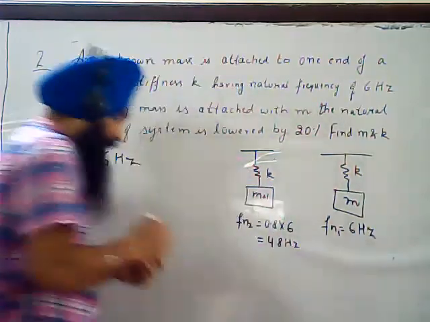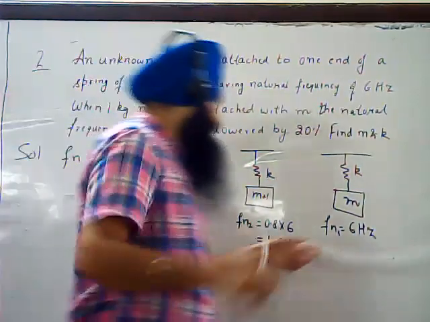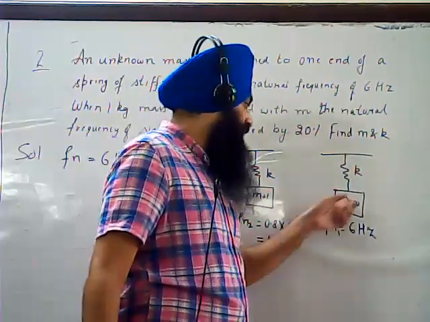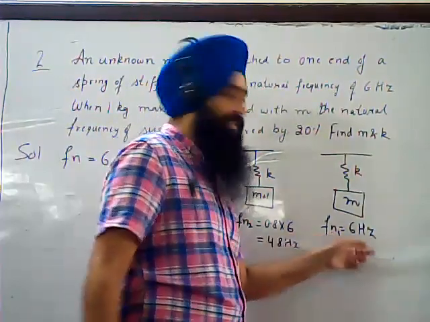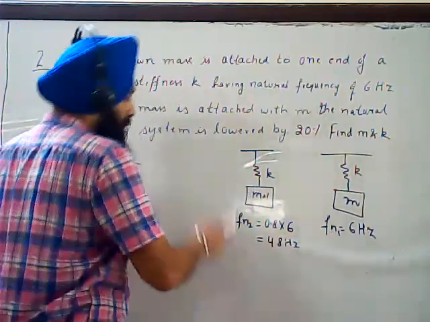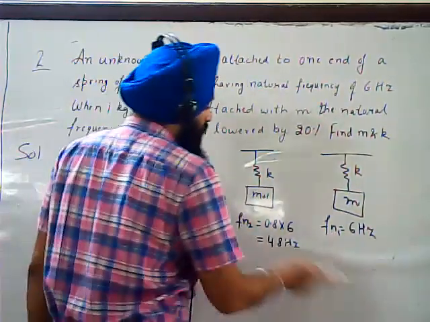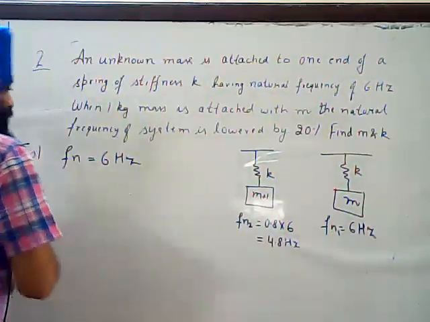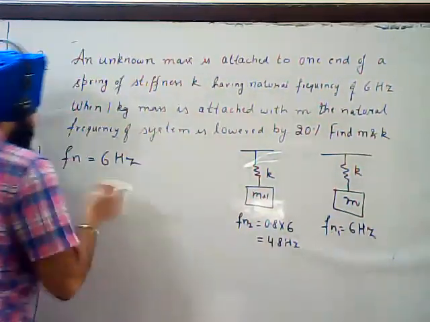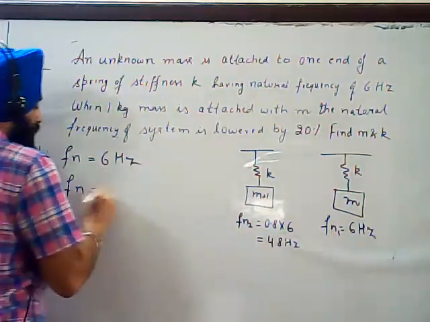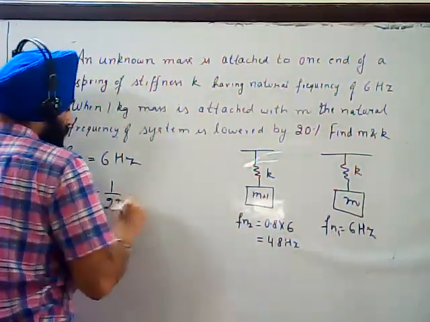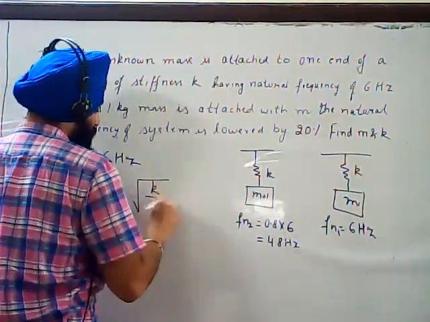Okay. So we are having two cases. First of all, when there is mass m and stiffness k, the natural frequency will be 6 hertz. When the mass will be m plus 1 and stiffness will be k, the natural frequency will be 4.8 hertz. And we know that the formula for natural frequency is Fn is equal to 1 by 2 pi into under root k by m.